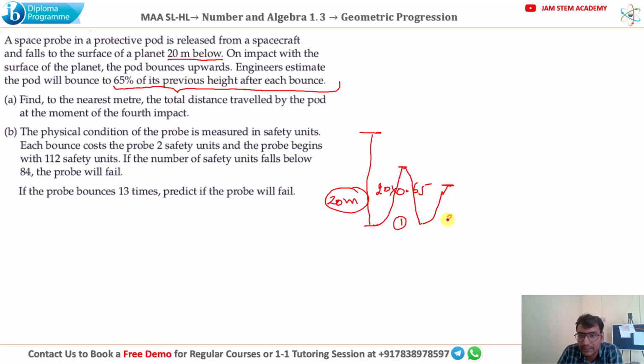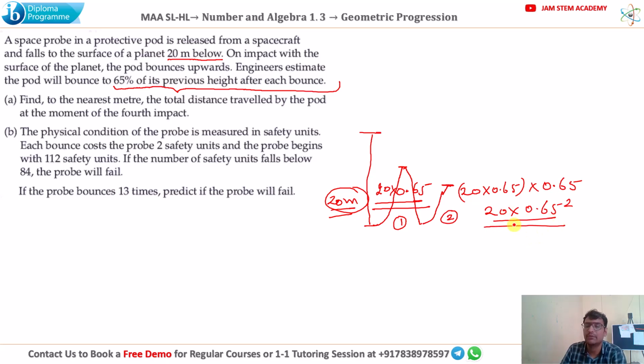After the second bounce, the height will be what? 20 times 0.65, which was the previous height, multiplied again by 65%, meaning 0.65. So this is 20 times 0.65 squared. Can you see, 20 times 0.65, then 20 times 0.65 squared. In the same way we can get the height for the third bounce also, right?